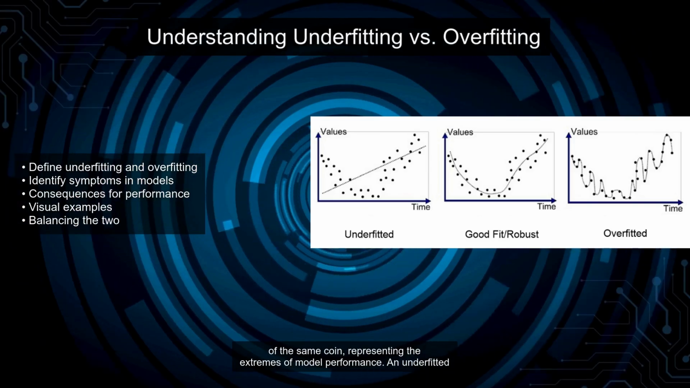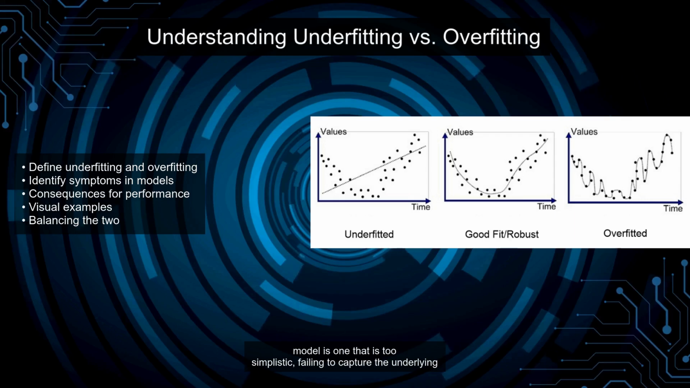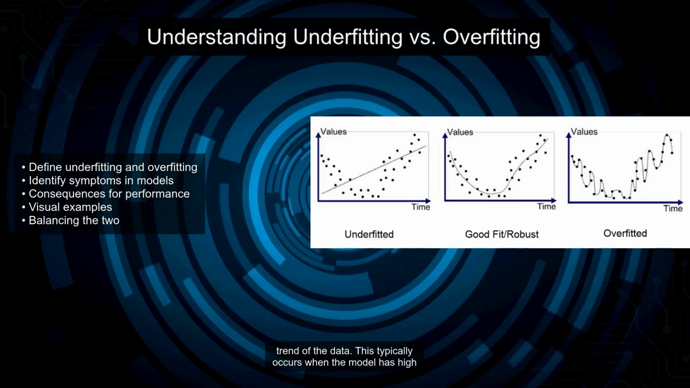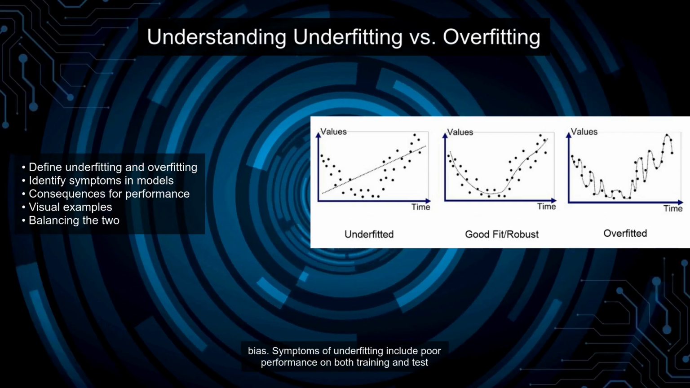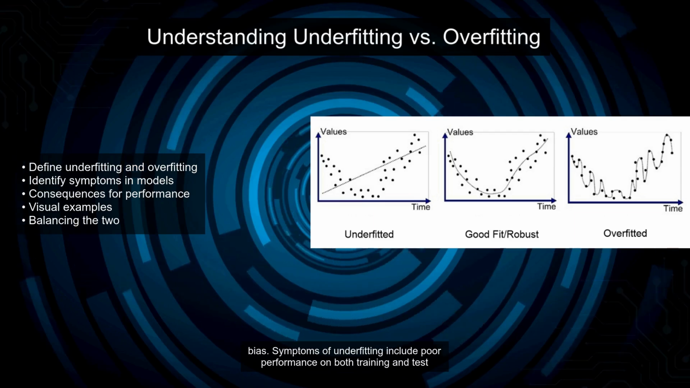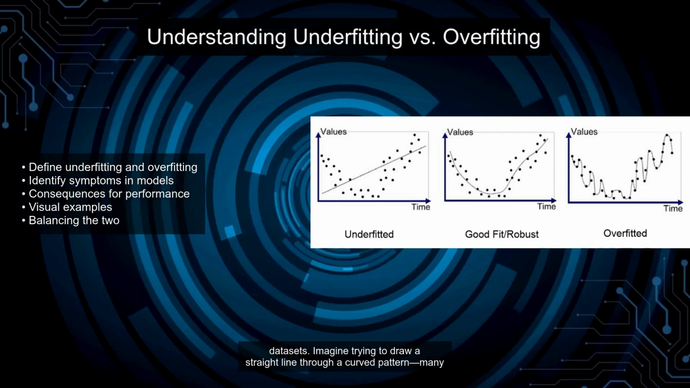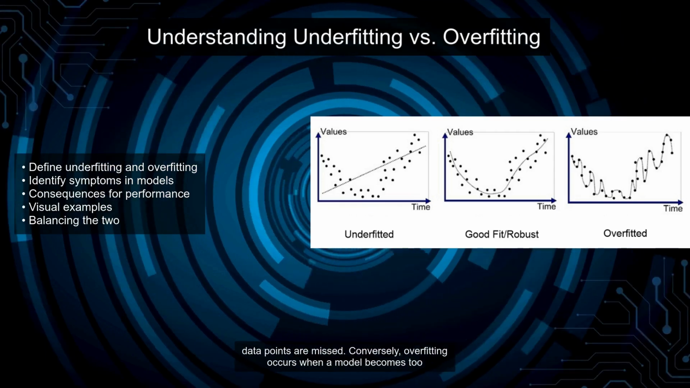In the world of machine learning, underfitting and overfitting are two sides of the same coin, representing the extremes of model performance. An underfitted model is one that is too simplistic, failing to capture the underlying trend of the data. This typically occurs when the model has high bias. Symptoms of underfitting include poor performance on both training and test datasets. Imagine trying to draw a straight line through a curved pattern. Many data points are missed.